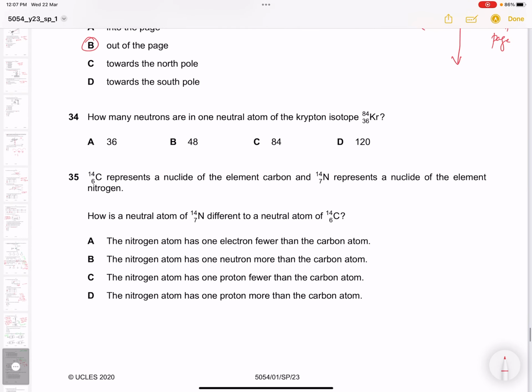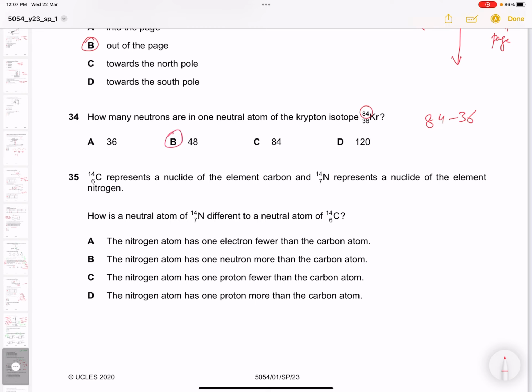Next question. How many neutrons are in one neutral atom of krypton isotope 36/84? So 84 is the nucleon number of it. 36 is the proton number, so definitely 84 minus 36 will be the correct option, which is option B.